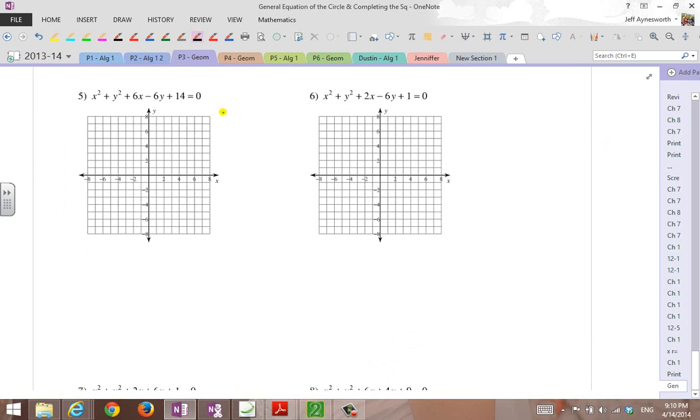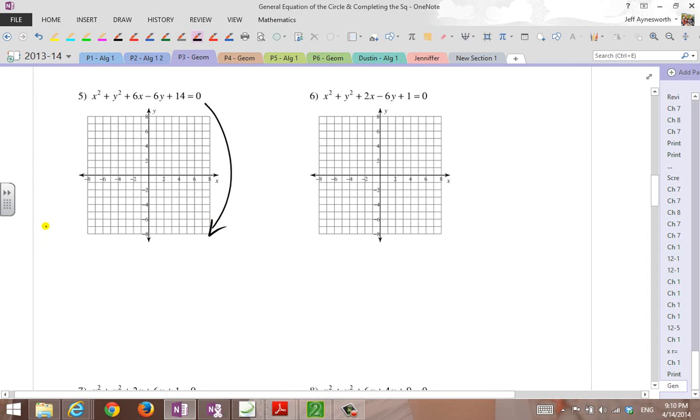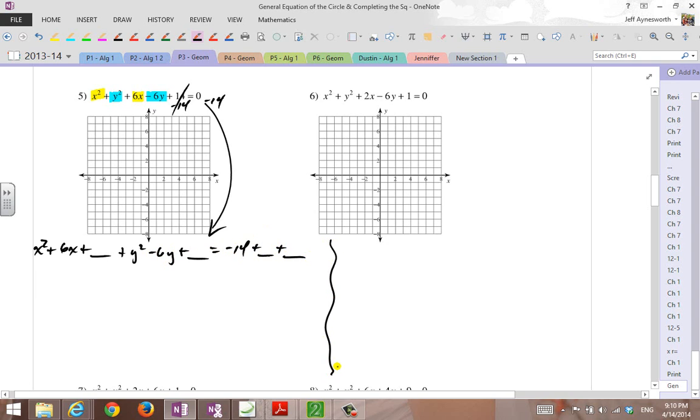All right, time to check your work. So we group up like terms, as we always do. Subtract 14 on both sides. Get that in the proper form. Get it grouped up. So x squared plus 6x plus something plus y squared minus 6y plus something is equal to negative 14 plus something plus something. All right, and then we need to start completing the square here.